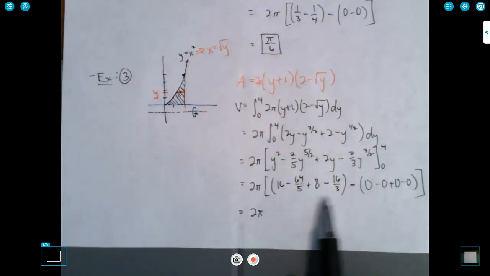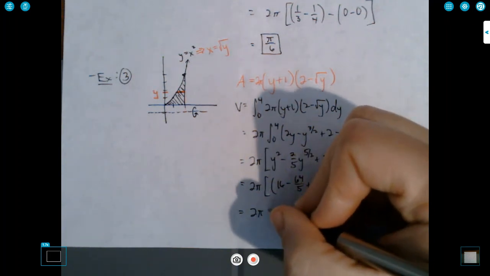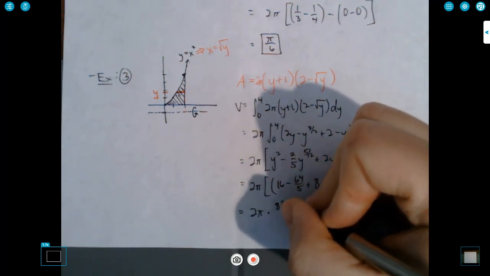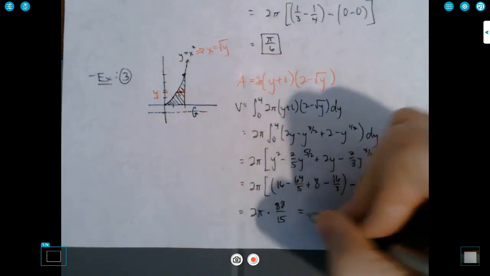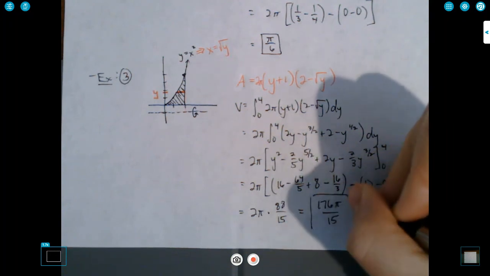Let's see if we can simplify this mess. You know what? I'm just going to use my calculator at this point. 16 minus 64 fifths plus 8 minus 16 thirds is 88 fifteenths. And then I'm going to multiply that by 2 pi. So I'll say this is 2 pi times 88 fifteenths. And so that comes out to 176 pi over 15 as our final answer.